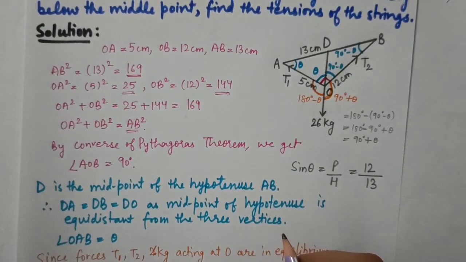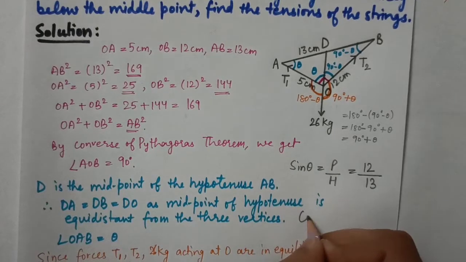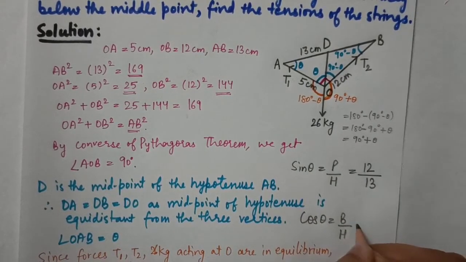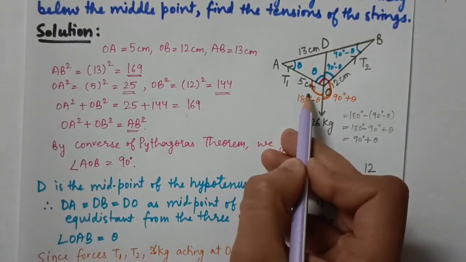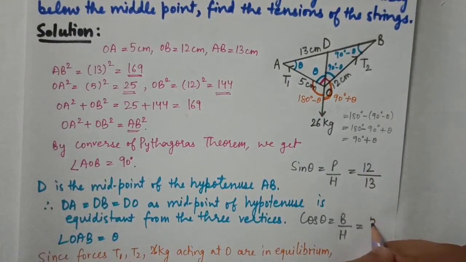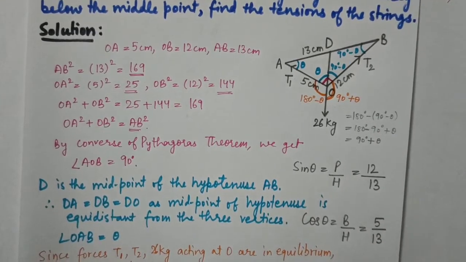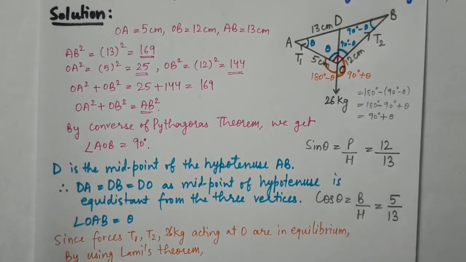Now similarly, let us find the value of cos theta. Cos theta is equal to base upon hypotenuse. So what is the base? This 5 centimeter OA side. So 5, and again the hypotenuse is 13. So these are the values of sine theta and cos theta. Let us just put them in and find the values of T1 and T2.